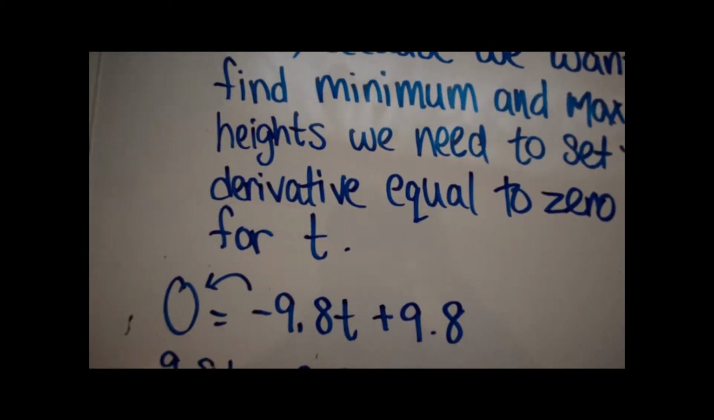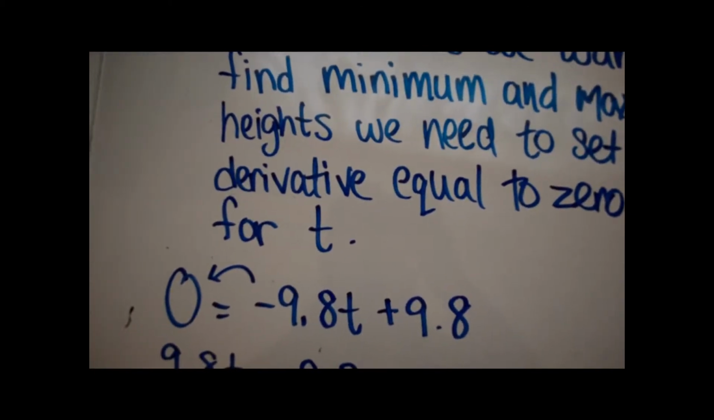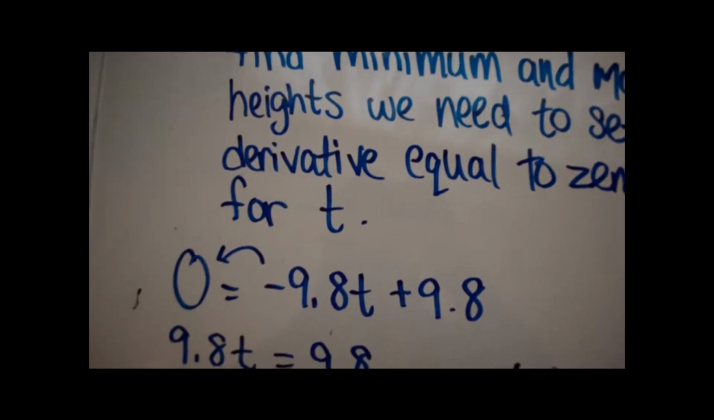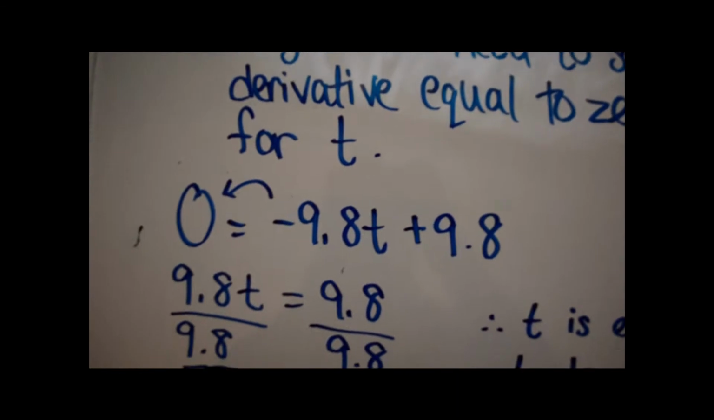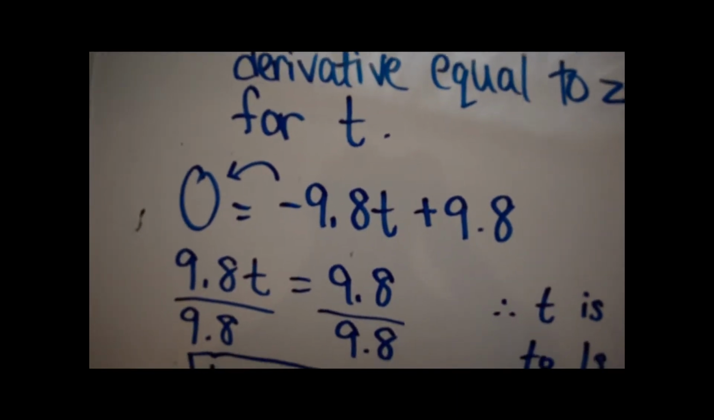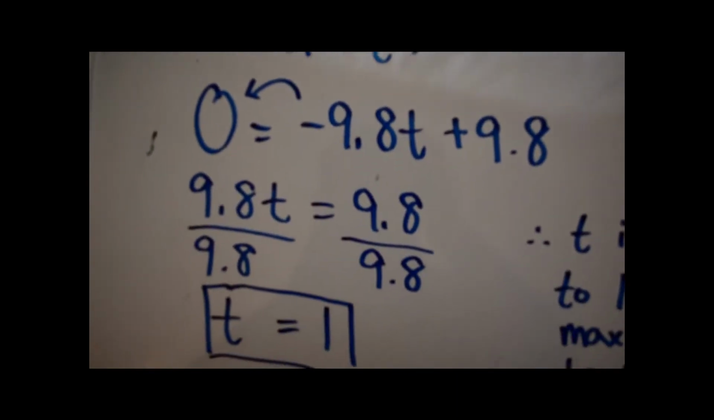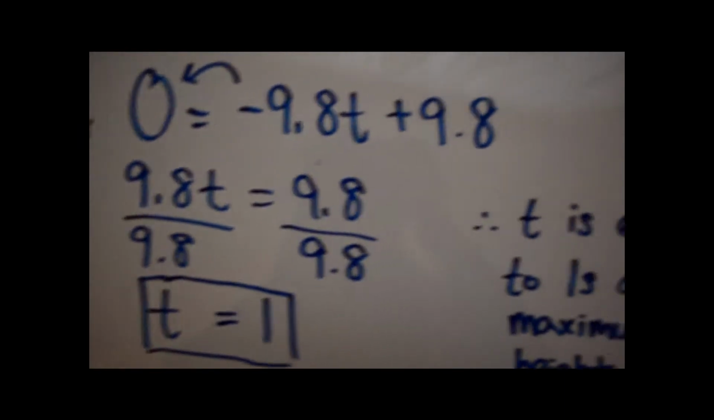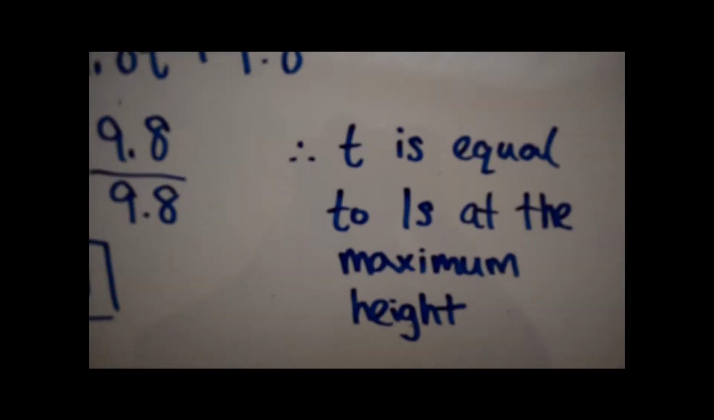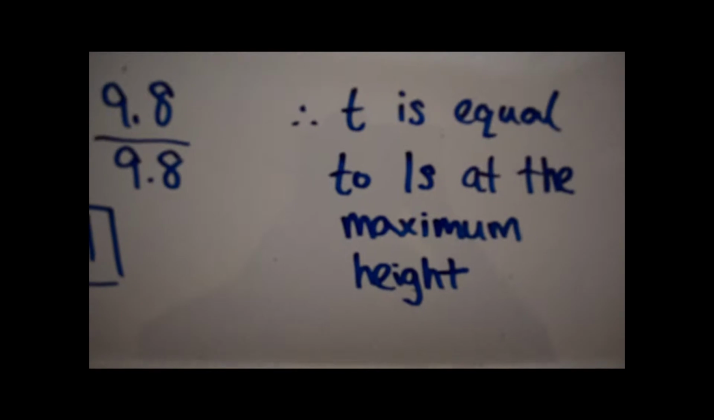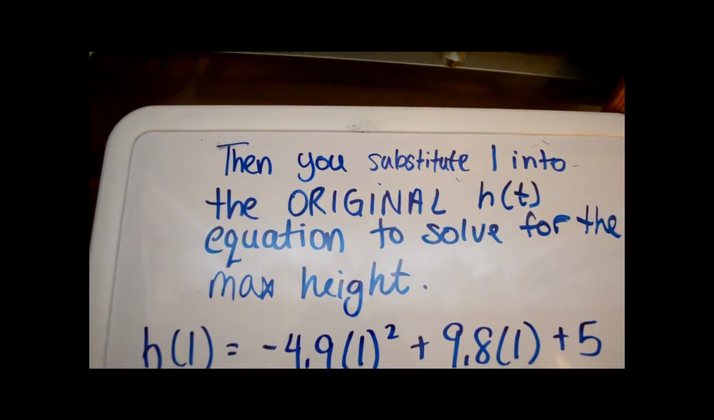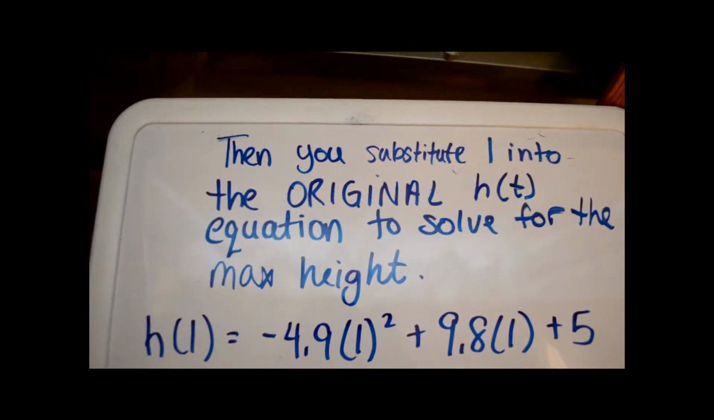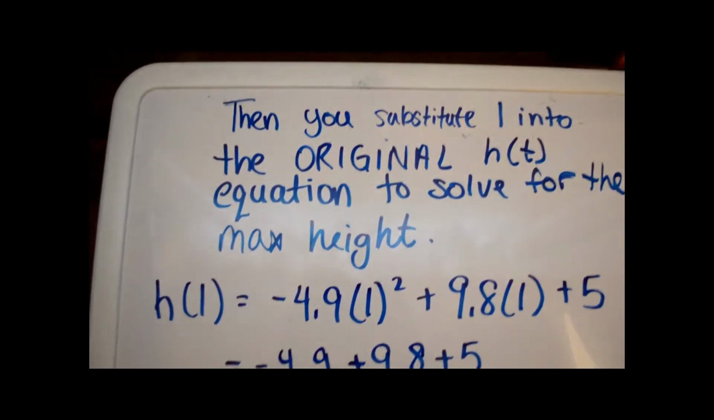Therefore, 0 equals negative 9.8t plus 9.8. Then, 9.8t moves over to the other side of the equal sign, and you divide by 9.8 to get t equals 1. Therefore, t is equal to 1 second at the maximum height. Then you substitute 1 into the original h at t equation to solve for the maximum height.